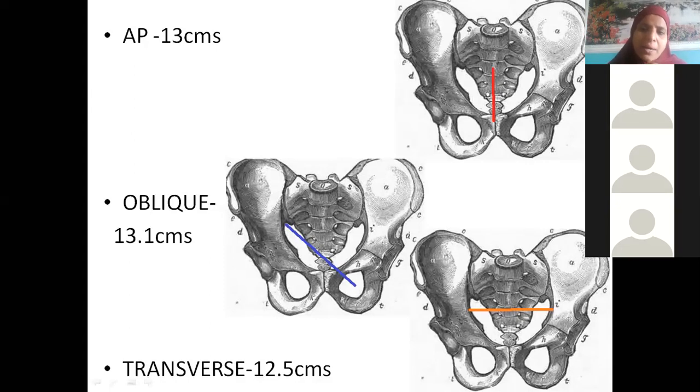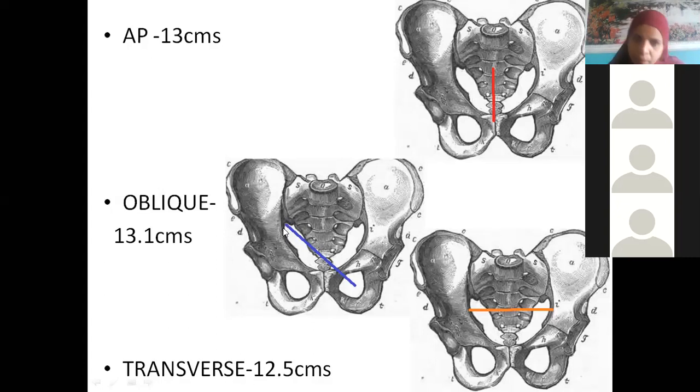That means you should start measuring from S3 and come up to the midpoint of the pubic symphysis. If you consider this whole as the pubic symphysis, the posterior aspect, not the anterior one, behind the middle part of the pubic symphysis, if you draw one line, what diameter is this? True pelvis or lesser pelvis? Antero-posterior diameter, isn't it? How much should it measure normally? 13 centimeters.